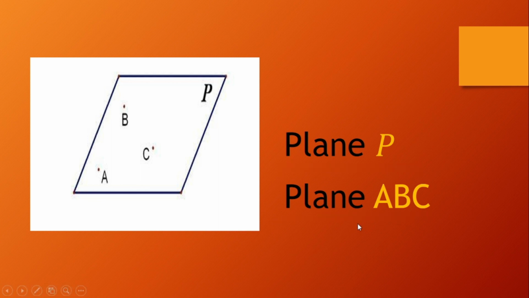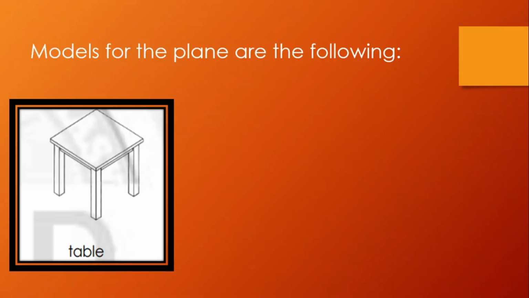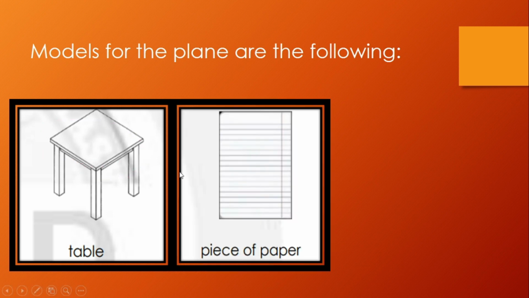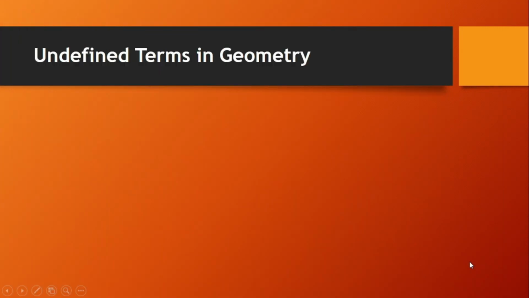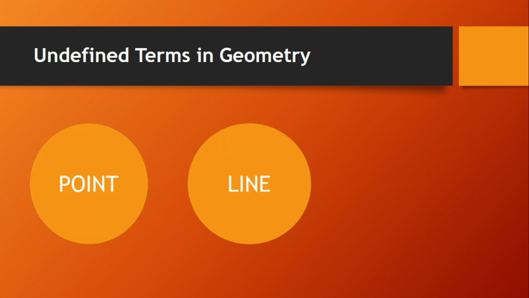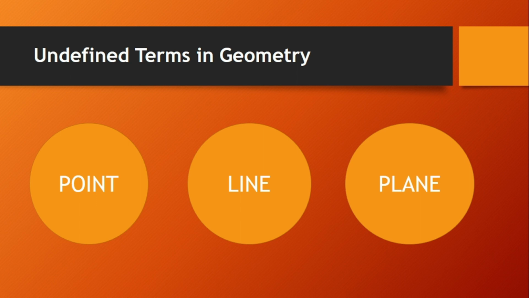So again, we have the models for the plane. So we have here yung flat surface ng sa table natin, itong ibabaw, di ba? So we can consider that one as plane. And then a piece of paper, di ba? It has length and width. And then we have the ceiling and the floor. Yung mga flat surface. Now we have here, again, the three undefined terms in geometry. We have the point, the line, and the plane.